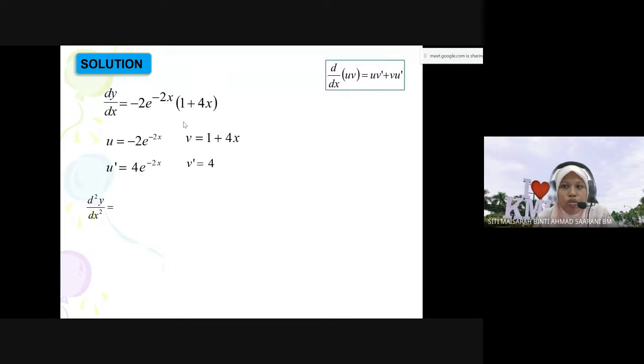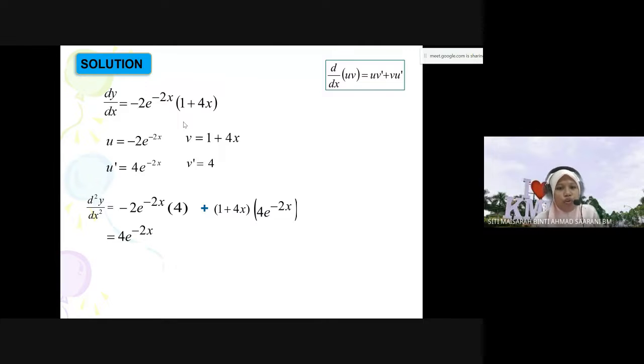Then we substitute into the product rule formula. We get negative 2e negative 2x multiplied by 4 plus 1 plus 4x multiplied by 4e negative 2x. And then we factor out 4e negative 2x. The bracket here leaves negative 2 at the front, and at the back is 1 plus 4x. So negative 2 plus 1 plus 4x. We simplify, we get 4e negative 2x multiplied by 4x minus 1, since negative 2 plus 1 becomes negative 1.